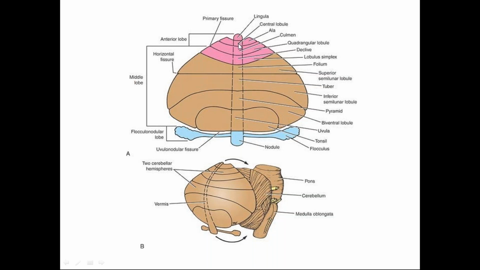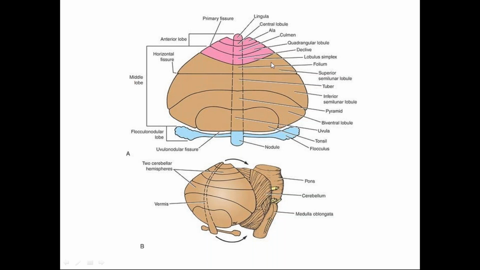After that, the vermis has been divided in such a way that if I say this part of the vermis is the central lobule, the lateral part of the cerebellar hemisphere is called ala. This portion is called culmen, and the hemisphere with it is called the quadrangular lobe. This portion of the vermis is called declive, the median part, and the cerebellar hemisphere is called lobulus simplex. This is folium. This is called the superior semilunar lobule.